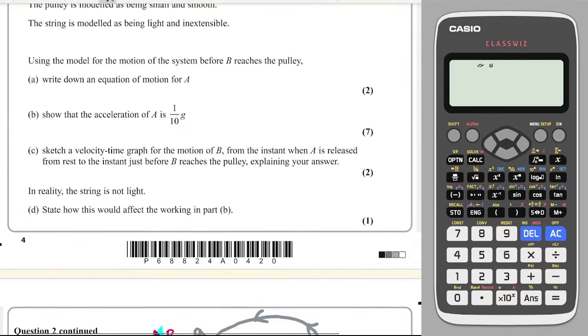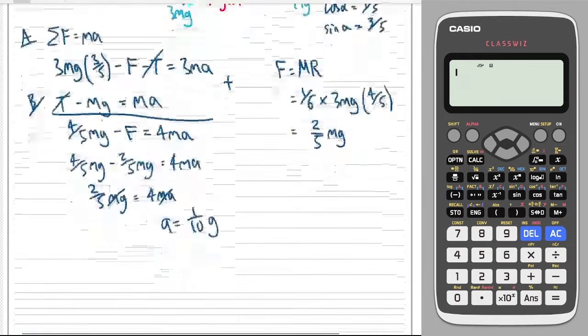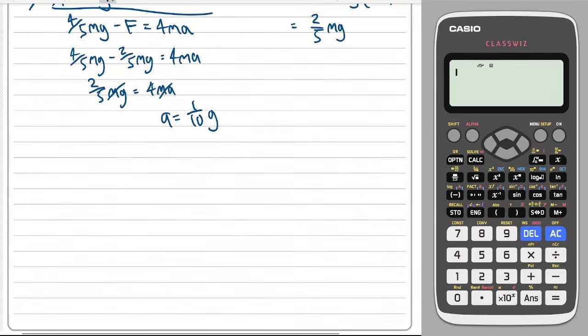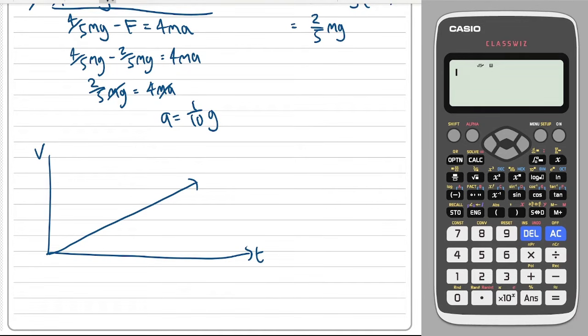They then asked for us to sketch a velocity time graph of B from the moment that it is released, and then explain why. Well, B is just going to shoot up, and it's going to have constant acceleration. So it's just going to be a constant acceleration graph, which is just going to be a straight line. Velocity time, and you can say that this is linear as constant acceleration.